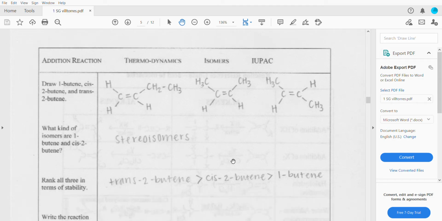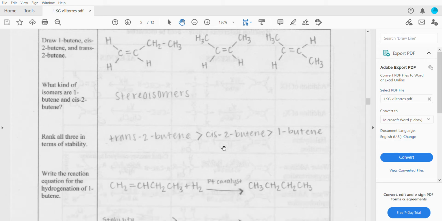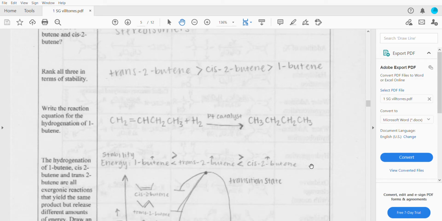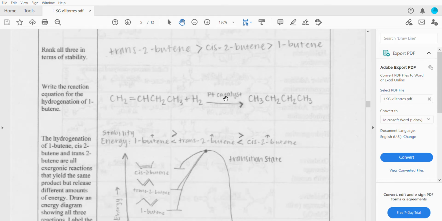Let's see here: 1-butene, cis-2-butene, and trans-2-butene. So this is a cis structure, C double bond C. This is a cis structure, this is a trans structure, and this is 1-butene. These are stereoisomers. When you rank them in stability, trans is more stable, then cis, and then 1-butene. When you write the equation for hydrogenation of 1-butene with a platinum catalyst, you are adding hydrogen. So basically, you are breaking the double bond and adding hydrogen here.